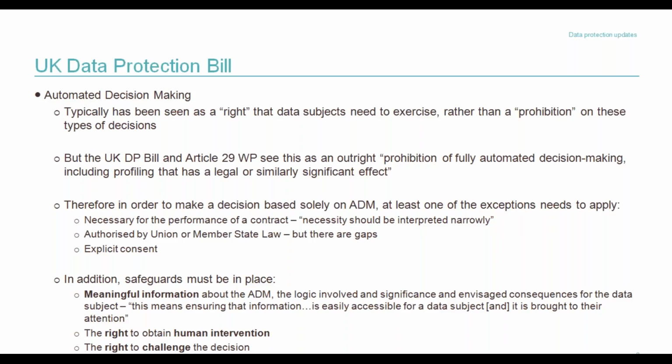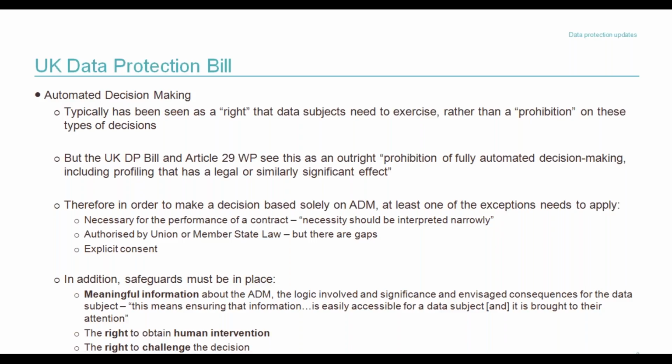However, the Data Protection Bill and guidance that we've seen recently by Article 29 actually see this as an outright prohibition of fully automated decision making. This suggests the general rule is that you can't make decisions solely based on automated means unless one of the relevant exemptions apply. And I've set out what those exemptions are in the third bullet point down there.